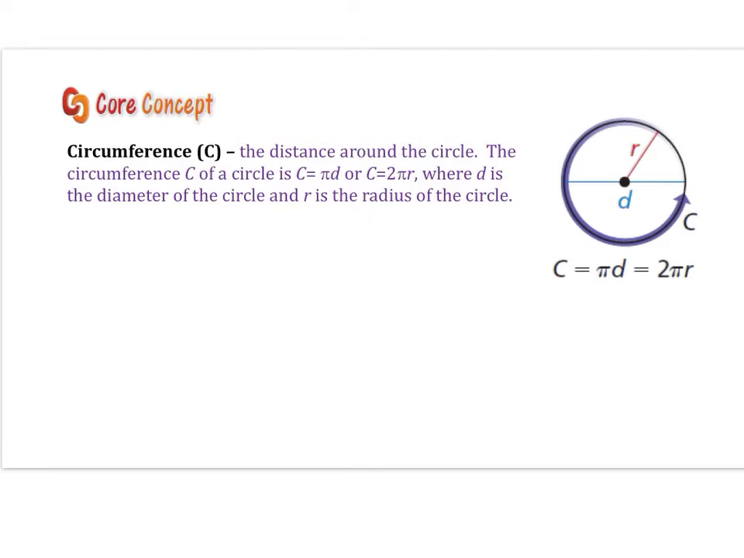First, core concept is a circumference. We know this from previous course studies, so the distance around the circle. The circumference C of a circle is equal to pi times the diameter, or d, or simply circumference is equal to 2 times pi times the radius. D is the diameter of the circle and r is the radius of the circle.